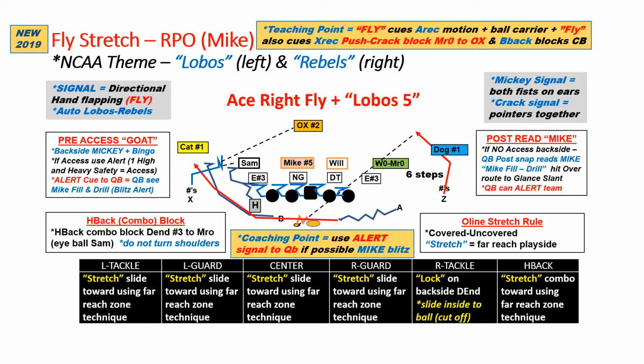The backside receiver now, away from the H, is going to run the glance route, so we still have our Mickey read, RPO read on the mic, that if that mic fills hard through the A and B gaps, play side, we can go ahead, pull this, and hit the Z on a glance route.